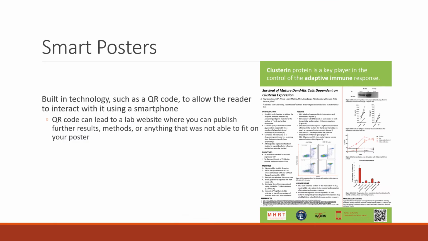Now, in recent years, there has been the development of things called smart posters. These are posters with built-in technology like QR codes that allow the audience to interact using their smartphone. These QR codes typically lead to a lab website where you or your principal investigator can publish extra results, methods, and other information relevant to your study. Think of this as the supplemental information in primary literature articles.